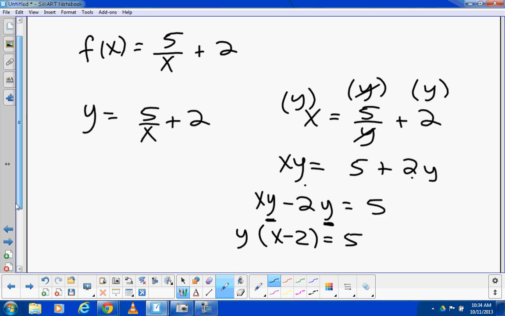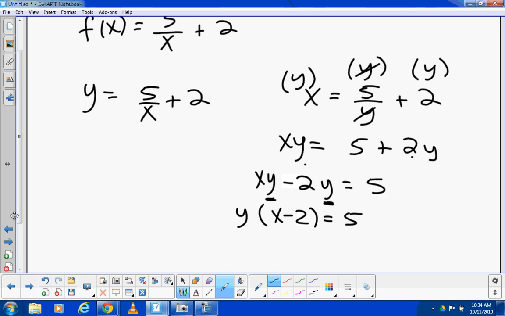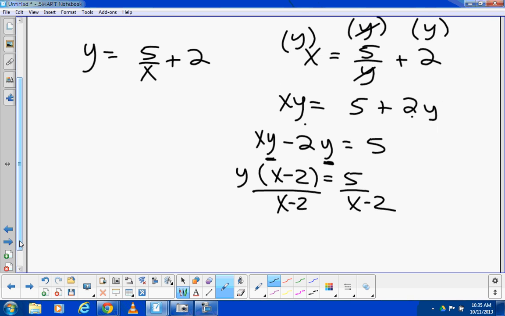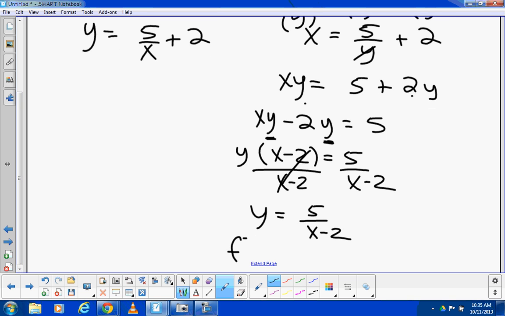So now, what would I do to solve from there? What's y doing to x minus 2? You're multiplying. So divide by x minus 2. Yeah, I told you this one would be pretty challenging. So you get y equals, it'll go away, 5 over x minus 2. So there's my inverse. 5 over x minus 2.